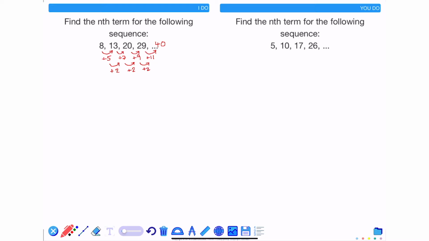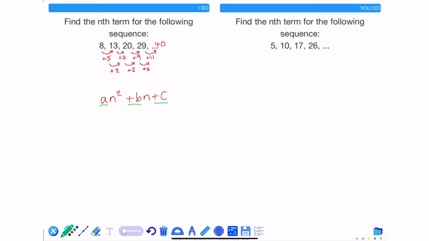Now the fact that this sequence has got a second line of common differences would imply that it's got n squared, or at least an squared, within the rule. The nth term for a quadratic sequence would be an squared plus bn plus c. And my task is to find the value of a, b, and c in order to answer this question.